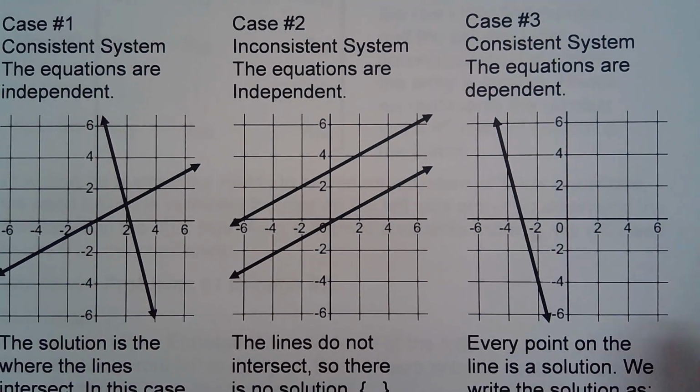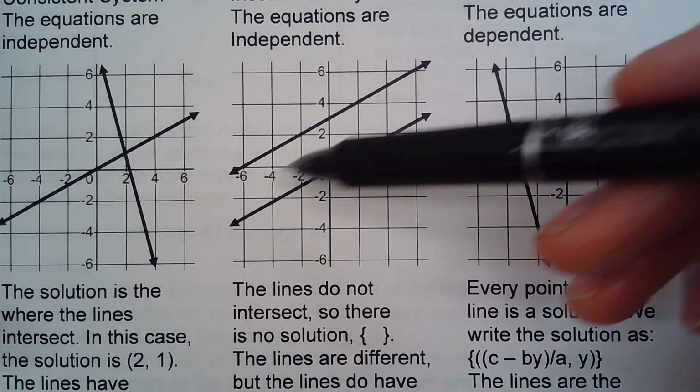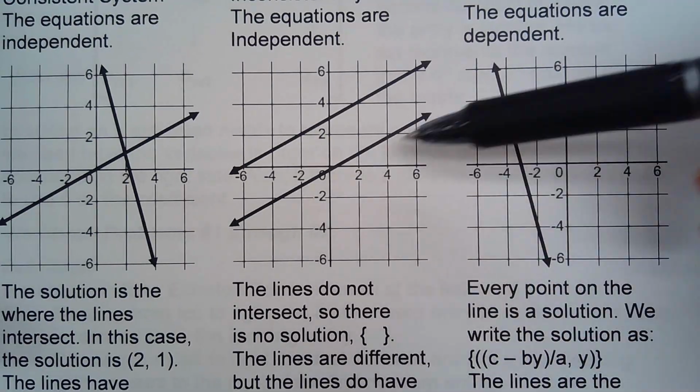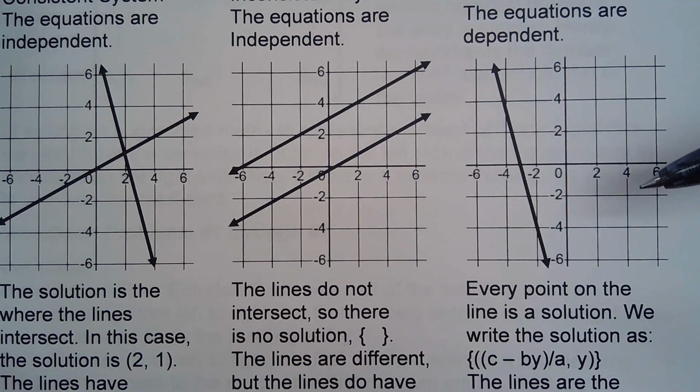The second one is an inconsistent system. The equations are still independent, but this time the lines are parallel. They never intersect. They both have the same slope but not the same line. So this system would have no solution.